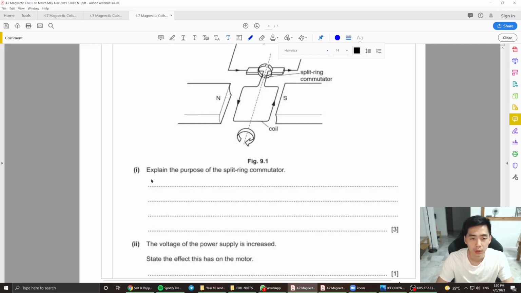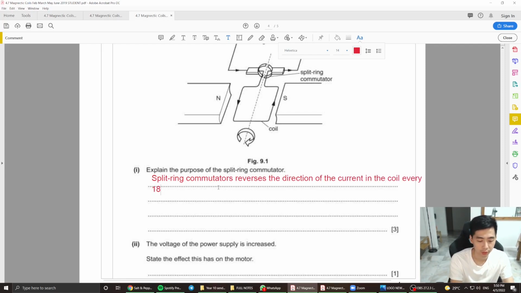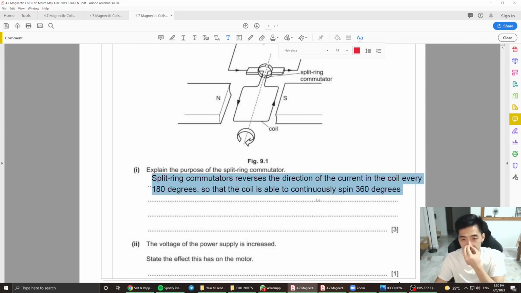Alright, so structure this here. You can say that split ring commutators reverse the direction of the current in the coil every 180 degrees so that the coil is able to continuously spin 360 degrees. Okay, and this is what is going to give you your 3 marks here.